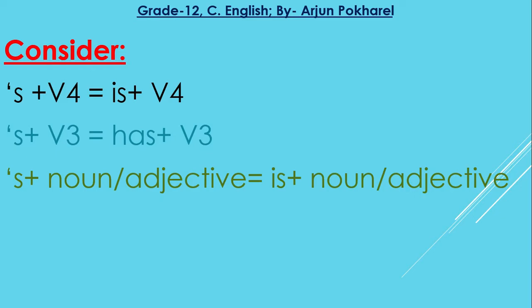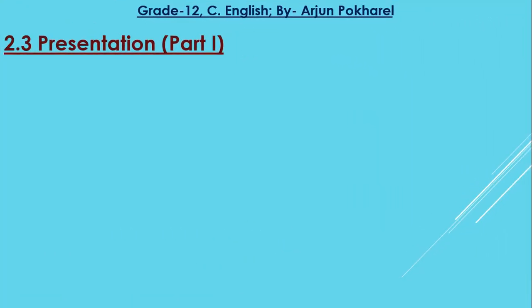Sentences, you have to make sentences by using seem here. Apostrophe s has three different meanings. One is if there is verb ing, and there is also is if there is noun or adjective, and if there is V3 after the subject, then that has the meaning of has. Okay, in this way. Now let's move to the presentation of part 2.3.